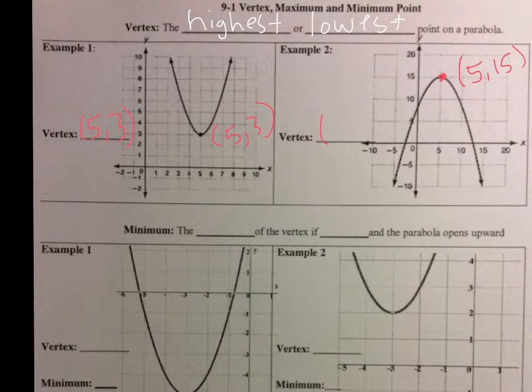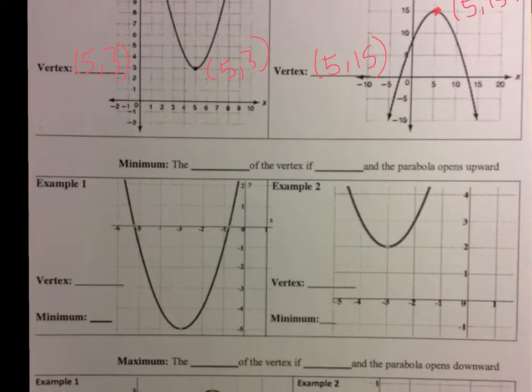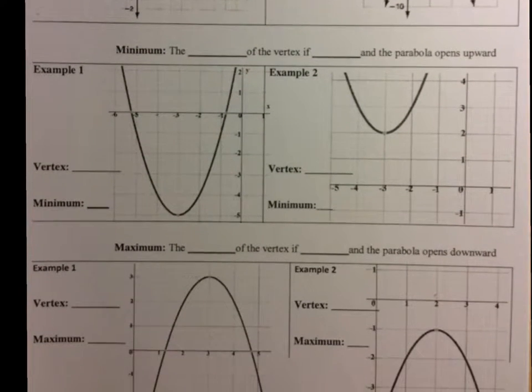So vertex would be 5, 15. If you have any questions, make sure you jot them down and ask me on Friday, and I will try to answer your questions then. Alright, so let's move on to the minimum point.